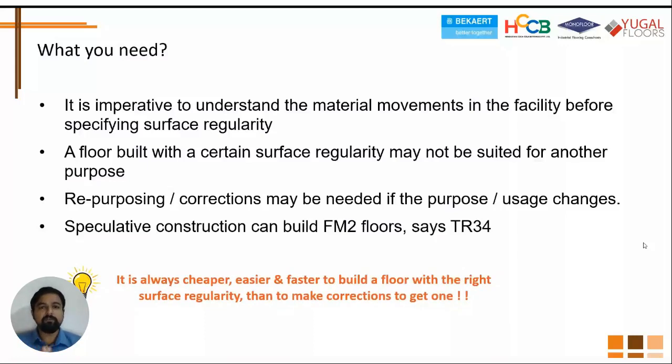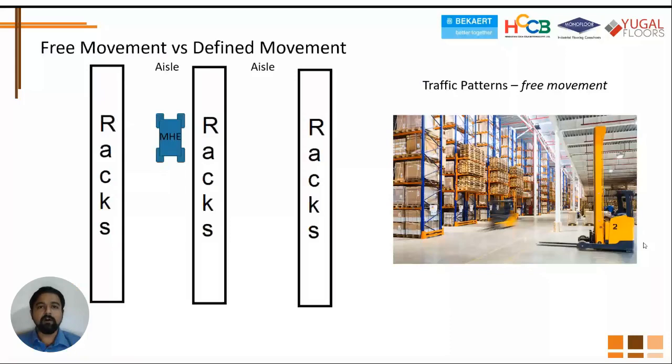Now, just to give you clarity, this is the graph illustration I wanted to show of how material handling equipment moves in a free movement. So there are two concepts, two ways materials can move in a facility. It can move in an aisle through a free movement, where the material handling equipment can move in any direction along the aisle. This is called a free movement.